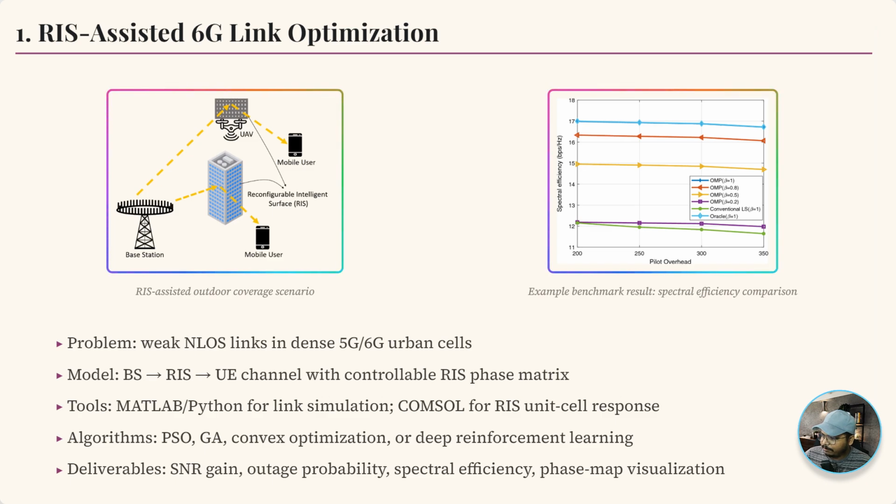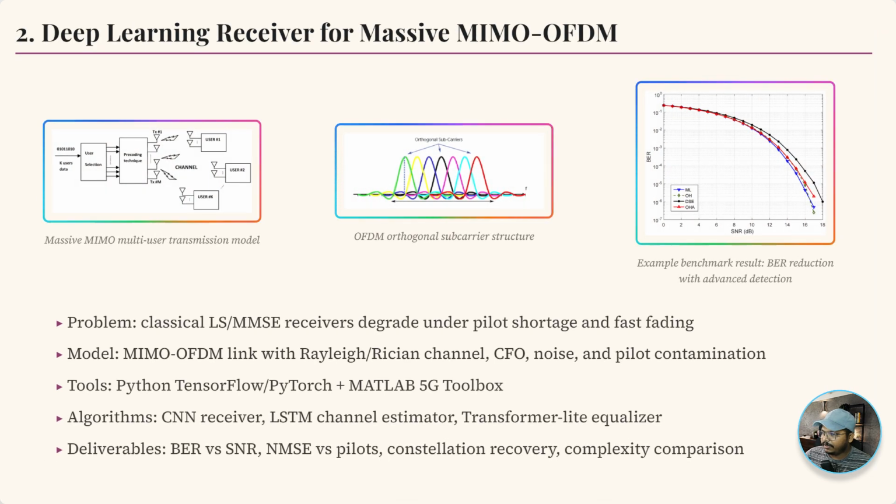MATLAB or Python can be used for channel and system-level simulation, while COMSOL can be used to study the electromagnetic response of an individual RIS unit cell. Algorithms such as particle swarm optimization, genetic algorithm, convex optimization, or reinforcement learning can then be compared using SNR, outage probability, and spectral efficiency. So now let's move on to the second topic.